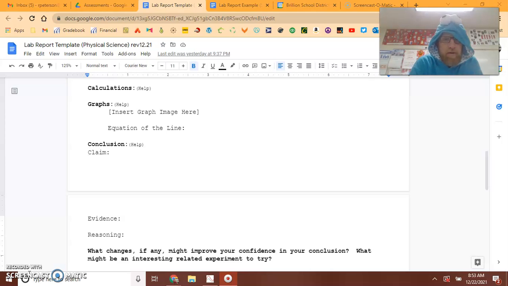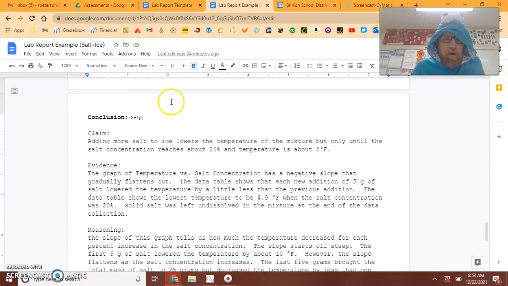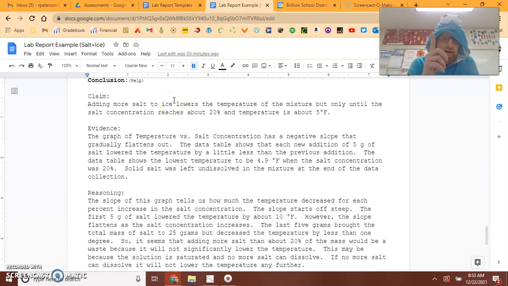So it's going to be written in claim evidence reasoning format, and I want to show you a little bit about that. So your claim should always be just a single sentence. It should not be flowery. There should be no fluff there. It should just simply be your answer based on your evidence, the data that you collected, to the purpose, the question that we started with.